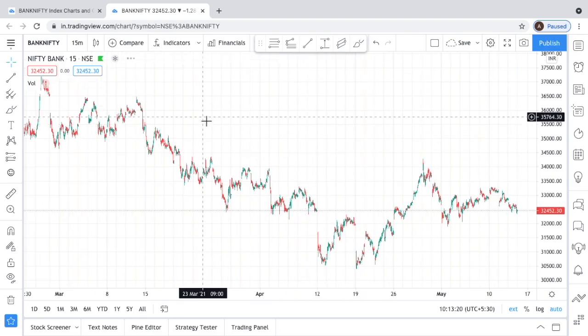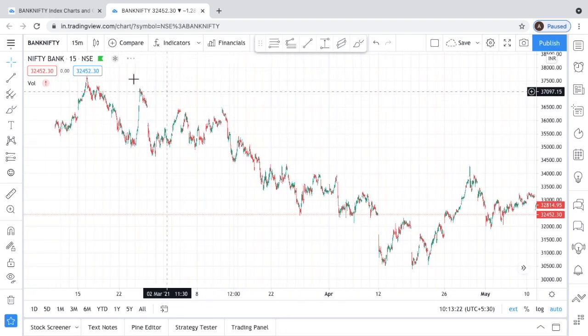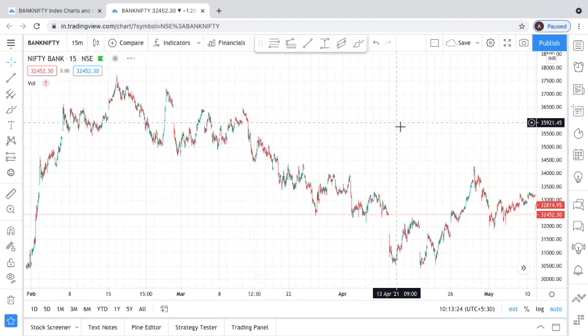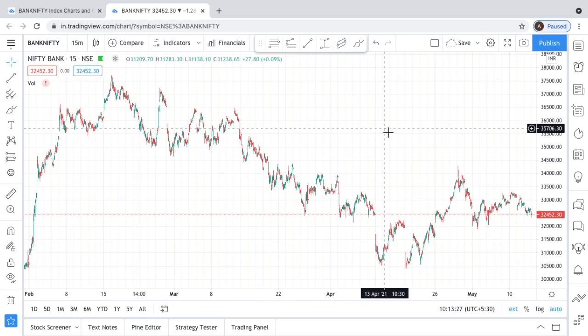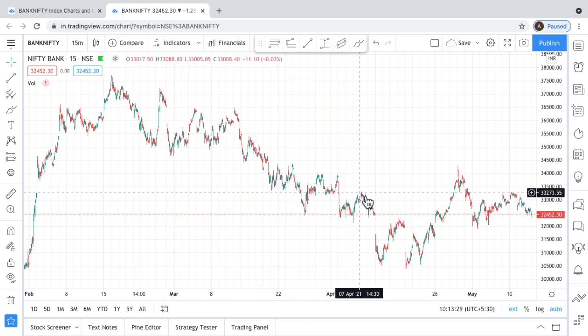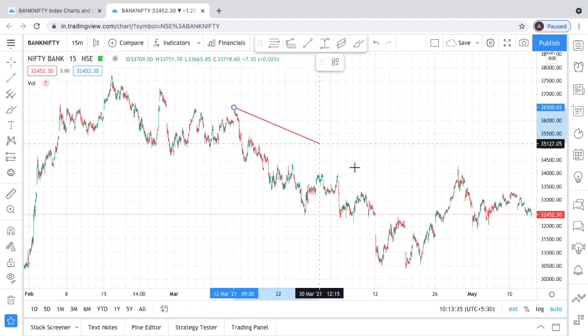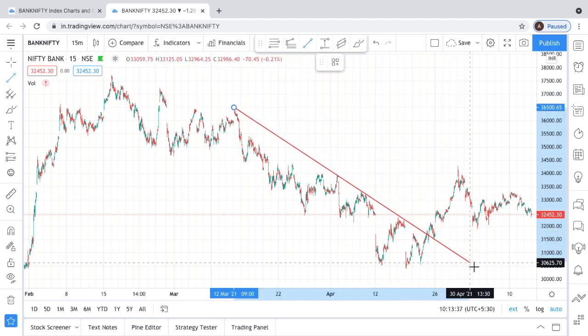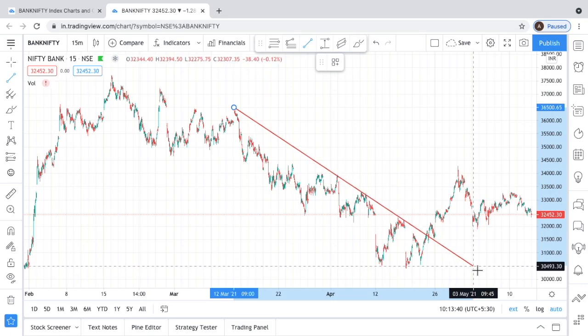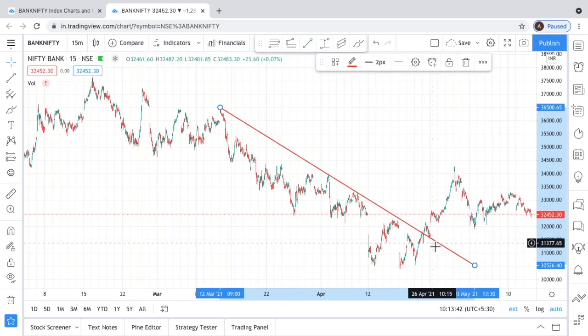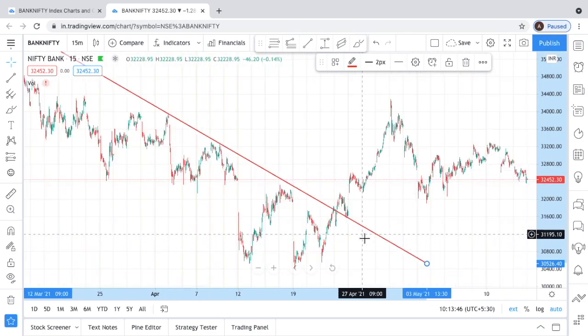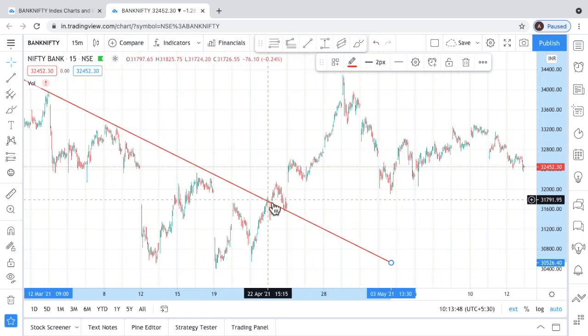So this is the 15-minute chart of Bank Nifty. When all this price action was going on, I had a few major support and resistance levels drawn and kept. One was this angular trend line. I had this marked, so anything which broke above this, I would have been bullish. On this day, it played out very well for us.